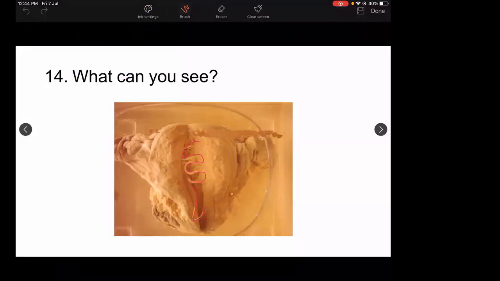So, have you seen the intrauterine device? Or have you all muted yourselves?